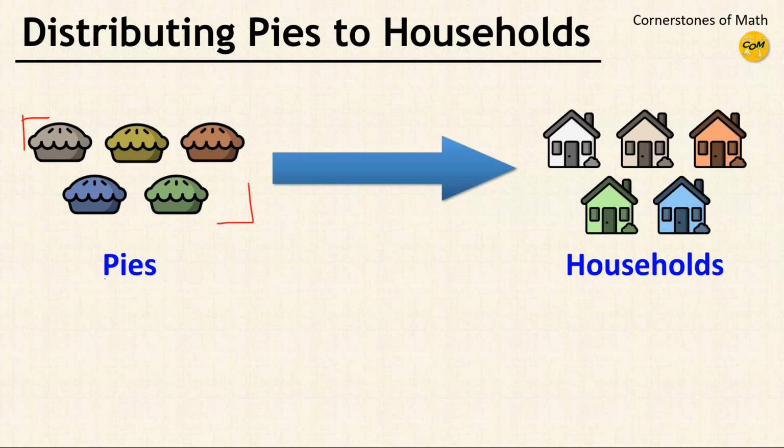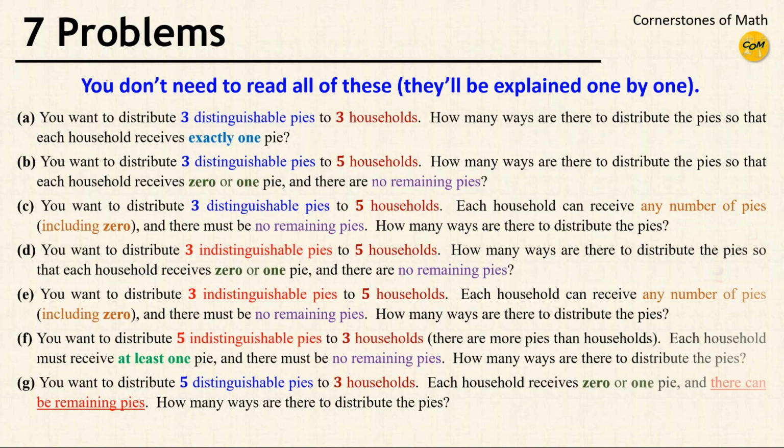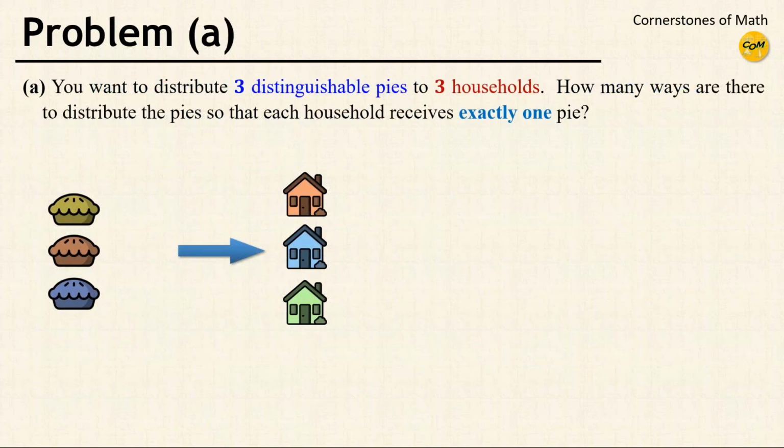These are pies. These are households. And we want to distribute these pies to these households. Based on this setting, we are going to solve these 7 problems. Now you don't have to pause the video and read all of these. You are going to read all of these problems as I explain them one by one throughout the video. So let's dive right into the first problem.